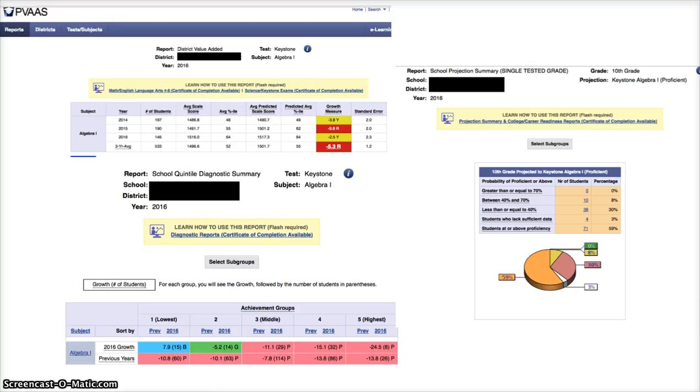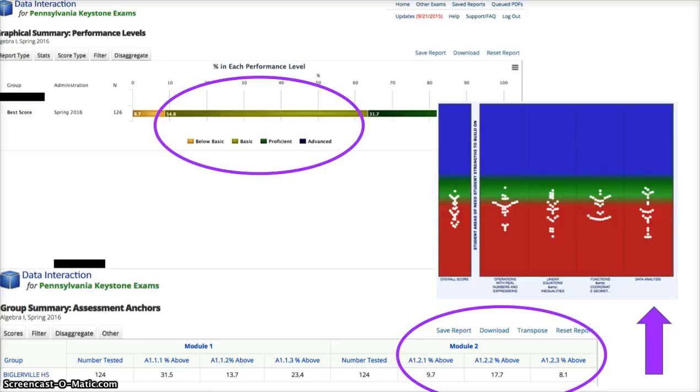The value add is in the top left, and you can see they're in the yellow and the red, so they're not making a year's worth of growth. There's evidence of that. And at the bottom is the quintile diagnostic. The lowest two groups are the only ones that are showing growth. The rest are not. Moving on to eMetric data, you can see in the top left, the large majority are at basic or even below basic.